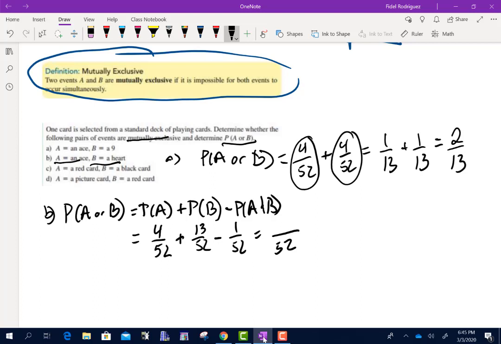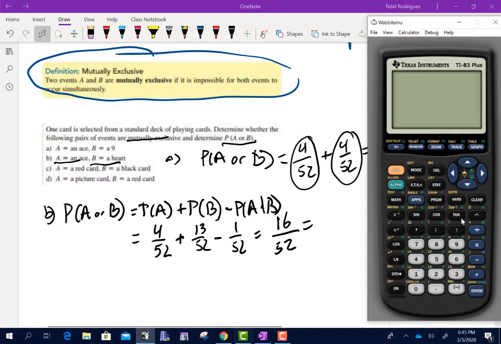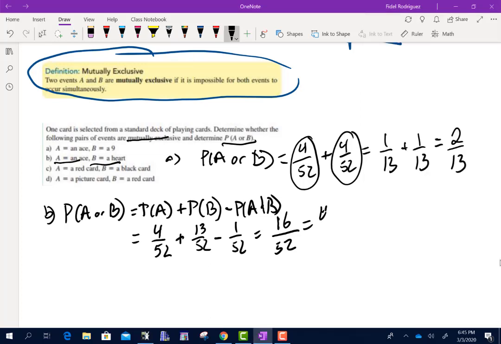I'll give you a hint. That's going to be 52. So 4 plus 13 is 17. 17 minus 1 is 16. And now let's reduce our fractions. So let me get my calculator here. There we go. Turn this guy on. So 16 and 52, we can divide them both by 4. So 52 divided by 4 should give me 13, right? Yeah. So 4 out of 13 would be our answer right here, if we divide both of them by 4. That's not a very pretty 4, so let's fix that. There we go.